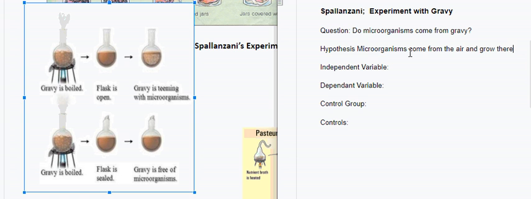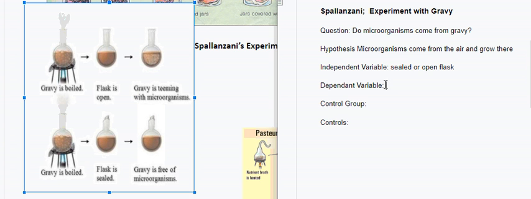Well, if that's the case, your hypothesis has to be testable. So you've got to boil the gravy. Why would they boil the gravy? Because that would kill any microorganisms. The one independent variable in this case is the sealed jar, or excuse me, flask, or open flask. It's either sealed or it's open. All right, that's the one variable.